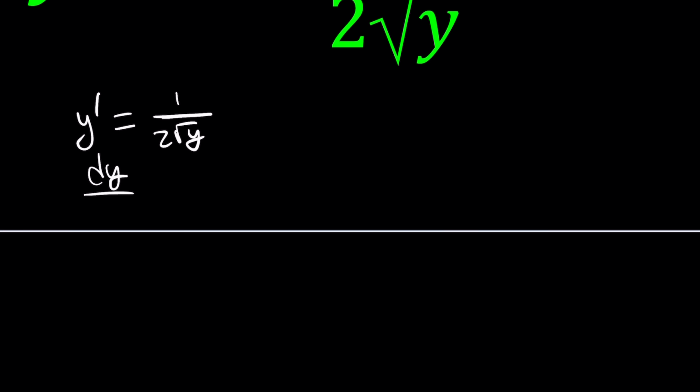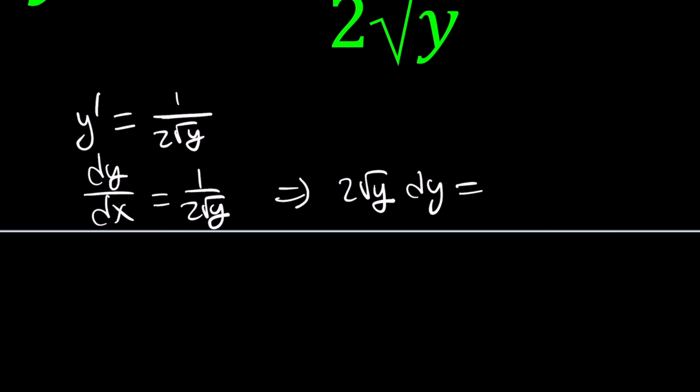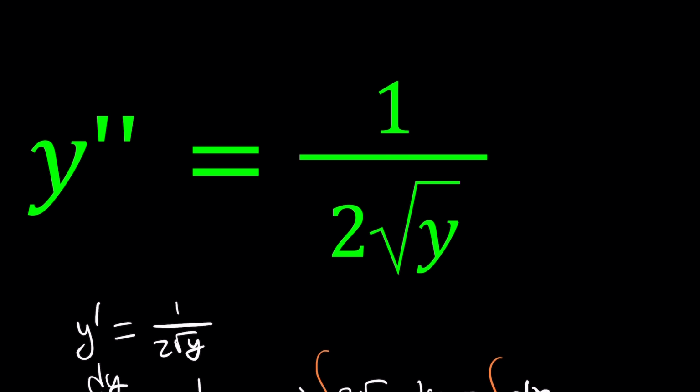the y prime as dy over dx, and then from here you can put the y's on the same side. So this would be 2 root y dy equals dx, and then you can go ahead and integrate both sides, and then that will be easy to do, right? But we don't have that. We don't have the first derivative, we have the second derivative. So what are we supposed to do?